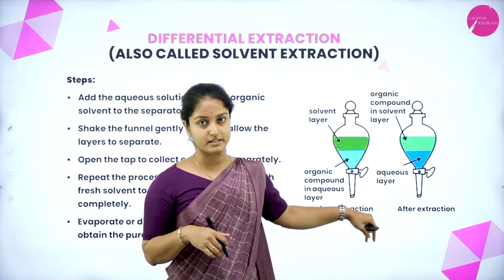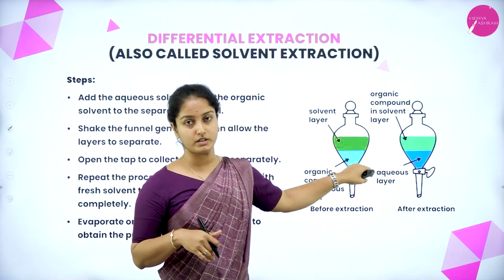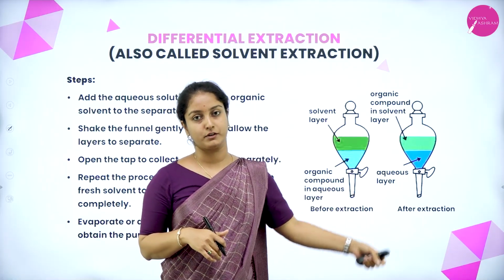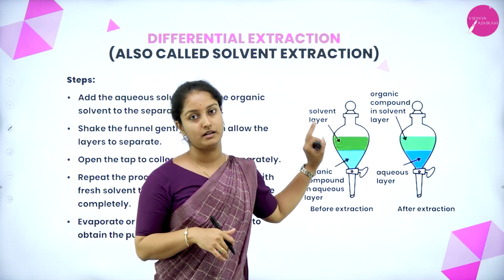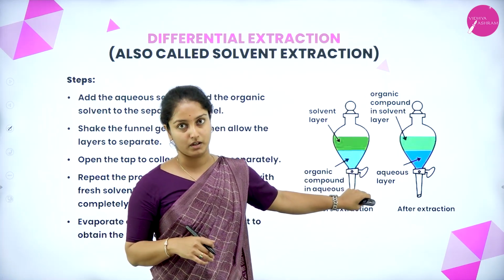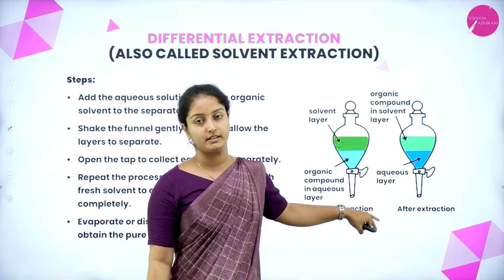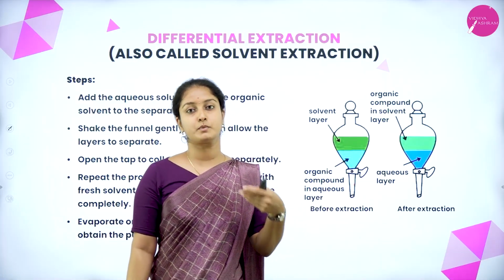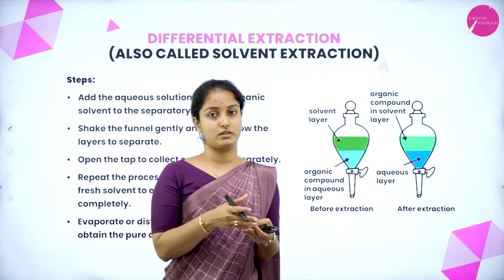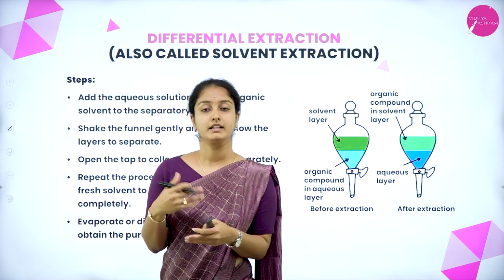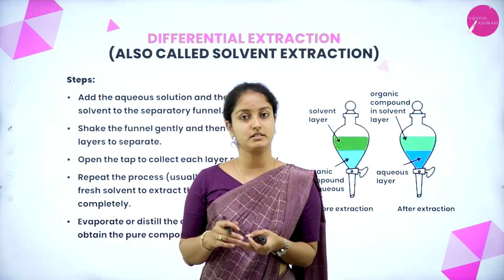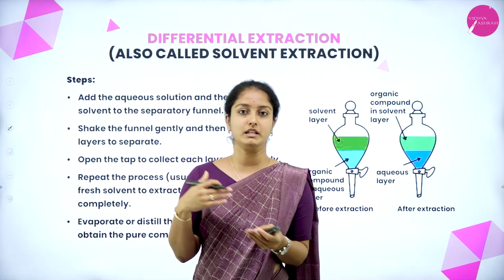So this is the separatory funnel. For this, pour the organic solvent and the water into it, then shake gently for some time, then allow it to settle down so that it forms 2 different layers. Now using the stopcock, open the tap to collect each layer separately. Then repeat this process 2 to 3 times with a fresh solvent so that you get more of a pure compound. This could be evaporated or distilled so that you get a purer compound that is free from the impurities.